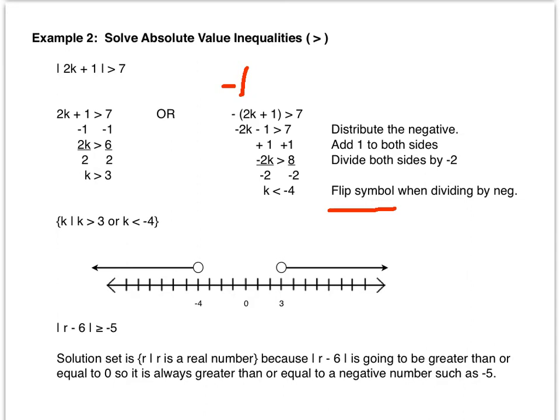Also, in example 2, we have an additional example where we have the absolute value of r minus 6 is greater than or equal to negative 5. The solution set here is different than with the less than symbol, where it was an empty set when we had a negative on the right side. The solution set here is for all numbers r such that r is a real number. Because the absolute value of r minus 6 is going to be greater than or equal to 0, because it's always going to be a positive number. So it's always going to be greater than or equal to a negative number, such as -5.